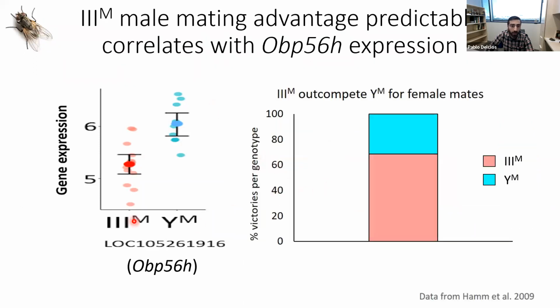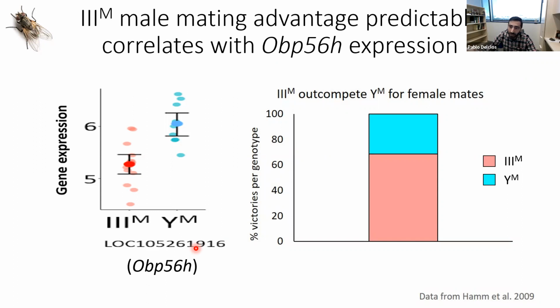Similarly, in our houseflies, 3M males have lowered expression of OBP56H, and they also have a mating advantage by outcompeting YM males for mates. Now, of course, this isn't exactly the same as what we saw in Drosophila melanogaster, since this housefly assay isn't directly testing the speed at which mating was initiated, but it does seem to suggest that there might be a behavioral function of this gene that's conserved between Drosophila melanogaster and housefly.